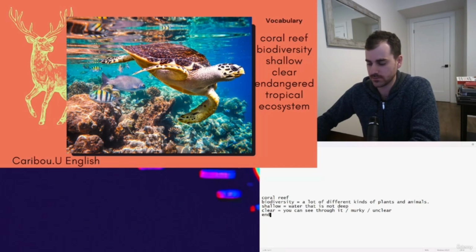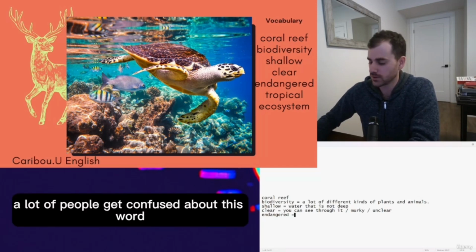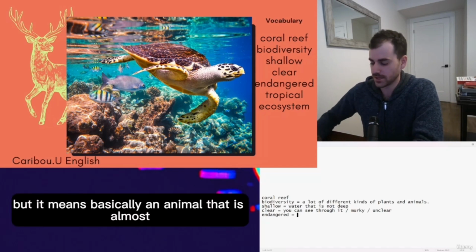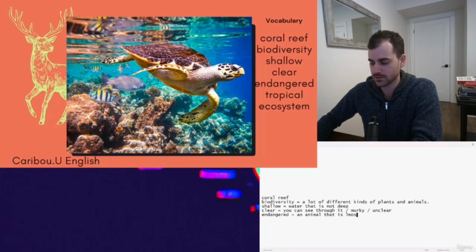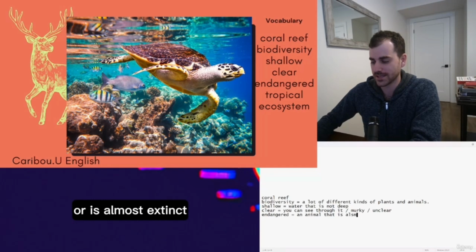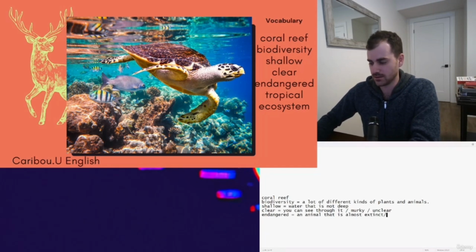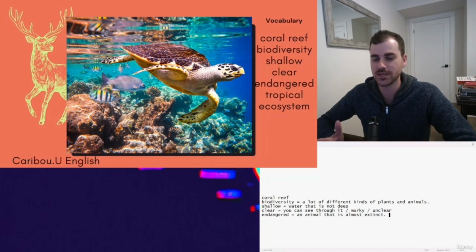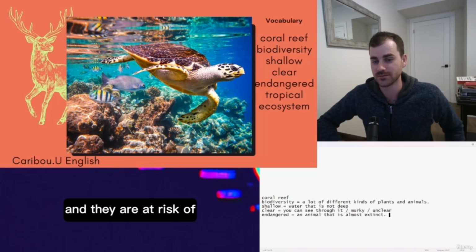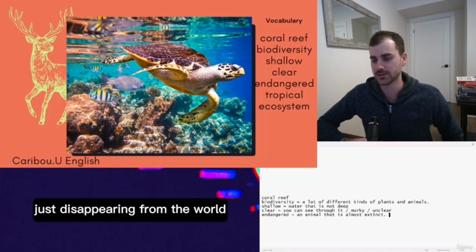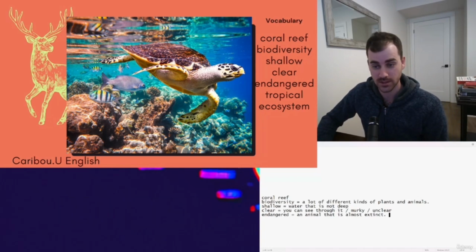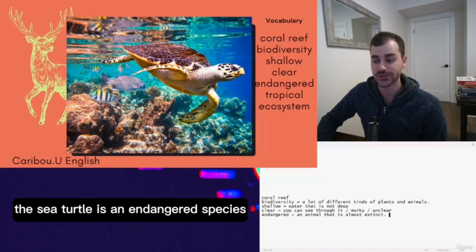Endangered. A lot of people get confused about this word, but it means basically an animal that is almost extinct. So it means an animal that the population is getting smaller and they are at risk of just disappearing from the world. So in this context, they're talking about the turtle. The sea turtle is an endangered species.